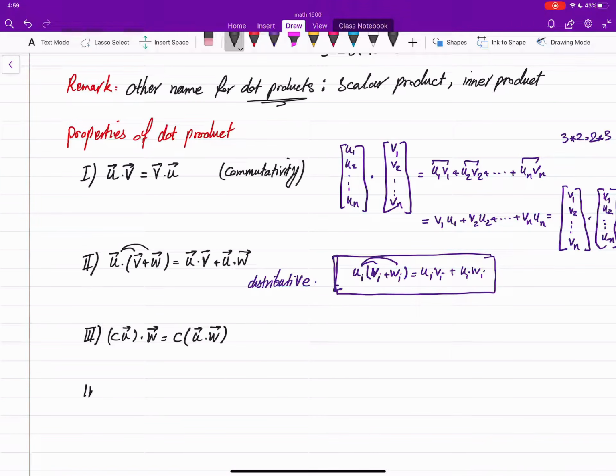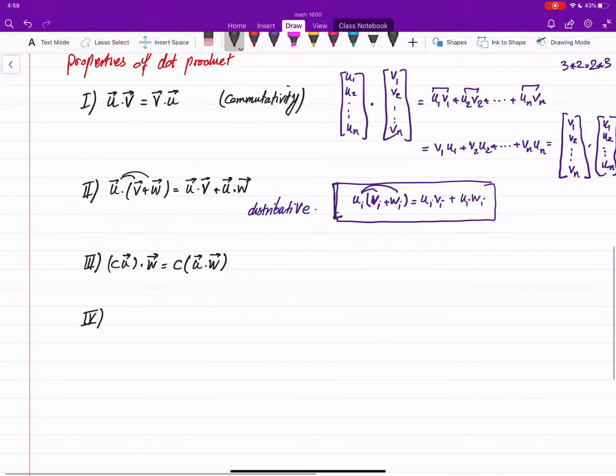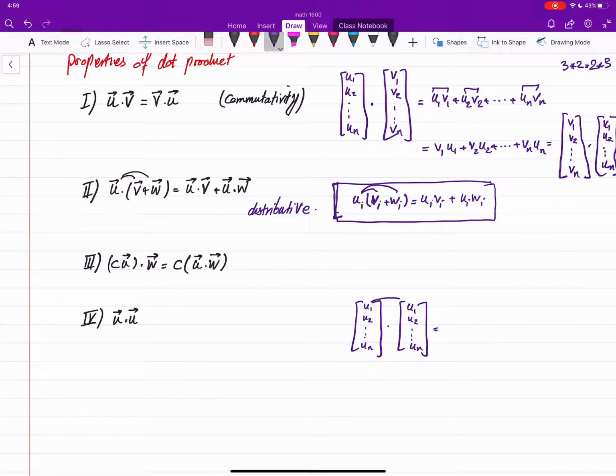Okay, and then the last property that I want to mention here is that you can dot product any vector with itself. So what you have is u1, u2, ..., un dot u1, u2, ..., un. And dot product means first component with first, second with second, third, up to the nth. So u1 times u1 is u1 squared, u2 squared, and this goes up to un squared. So you have a sum of squares of components.